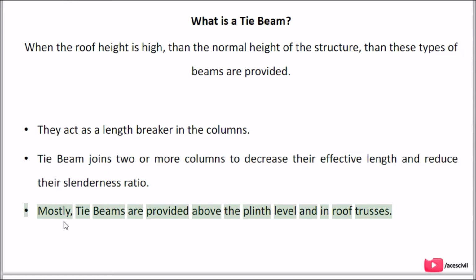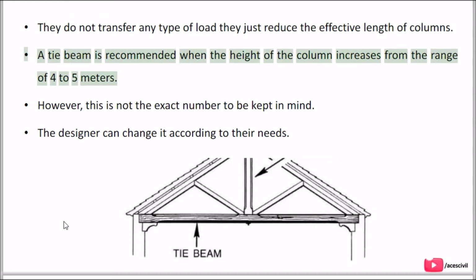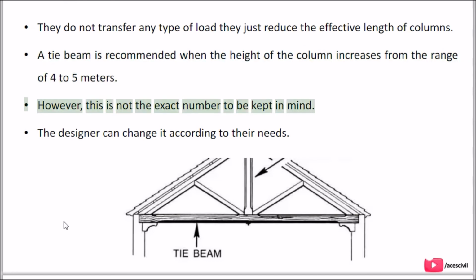Mostly, tie beams are provided above the plinth level and in roof trusses. They do not transfer any type of load, they just reduce the effective length of columns. A tie beam is recommended when the height of the column increases beyond the range of 4 to 5 meters. However, this is not an exact number to be kept in mind. The designer can change it according to their needs.